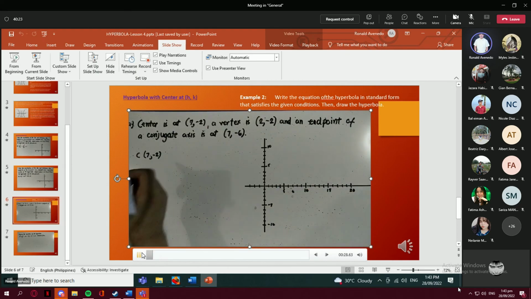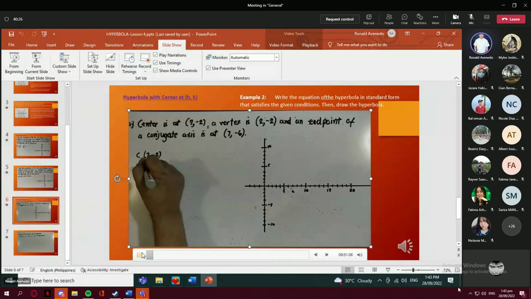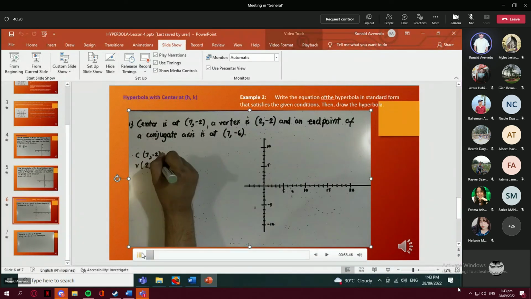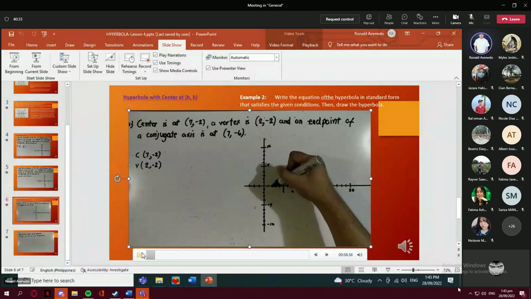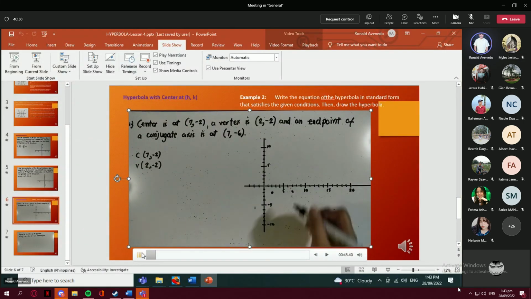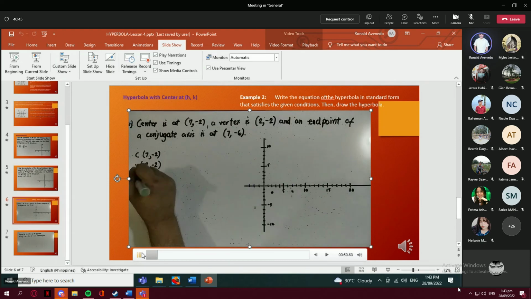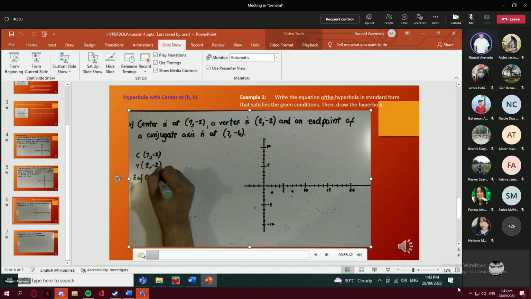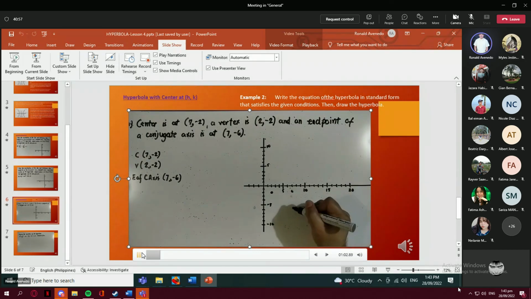Then the vertex is at 2, negative 2. So one vertex is at 2, negative 2. An endpoint of the conjugate axis is 7, negative 6. So 7, negative 6.